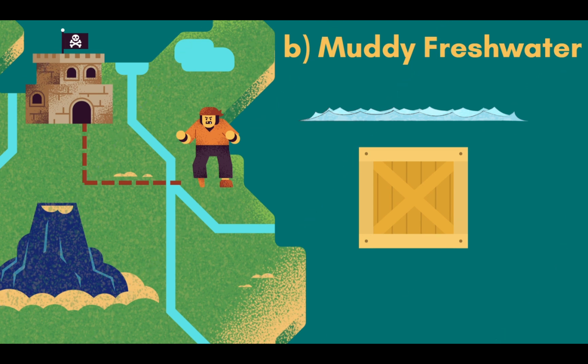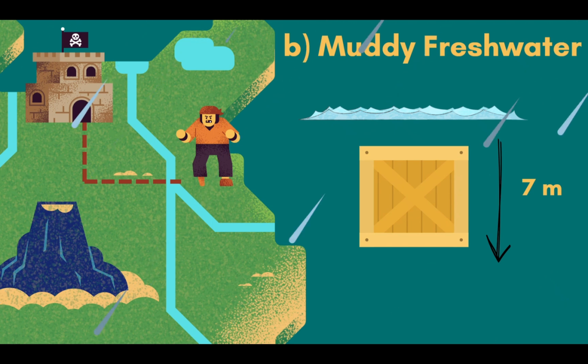Hello everyone, my name is Mark Desio, CME2409068. Today I'm going to discuss the second part of question number 2, which involves a box submerged in muddy fresh water. This part is quite similar to the previous one, where the box was submerged in fresh water. The only differences are the depth of the box, which is 7 meters, and the density of the water.